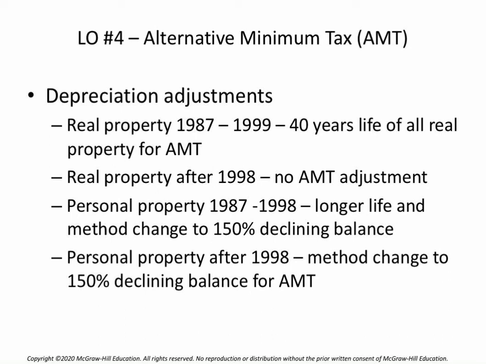Looking at personal property from 1987 to 1998, longer life and method change to 150% declining balance. And then personal property after 1998, just the method changed to 150% declining balance for the alternative minimum tax. So the 200% declining balance is not an option for that alternative minimum tax. So you have to change the method to 150% and see what the difference would be.